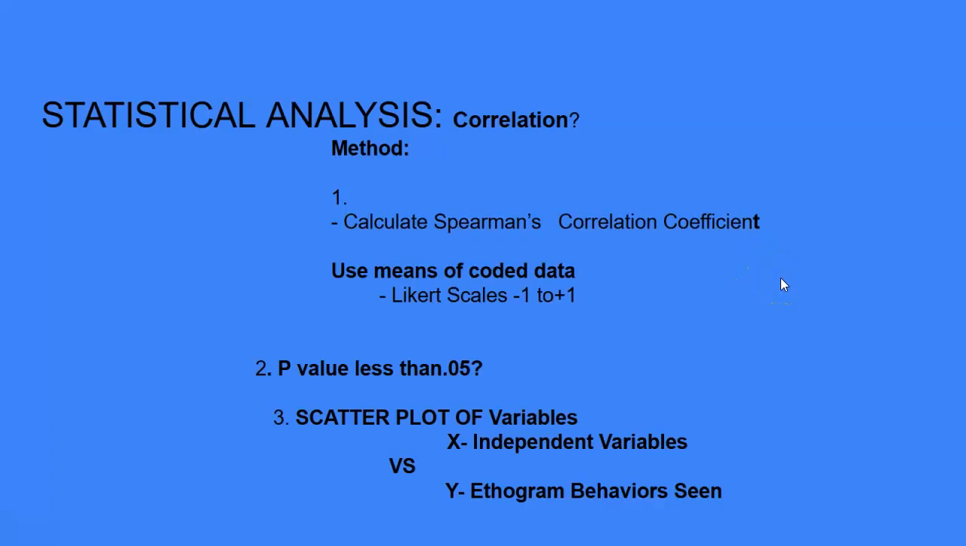And so for statistical analysis, we are going to look for a correlation. In this case, we're using Likert scales, so we're not using actual data, it's ordinal, 1, 2, 3, 4, 5. We're looking at a range. So that's why we're using Spearman's. We need to calculate Spearman's correlation coefficient, obviously the p-value, and then we want to look at a scatter plot of the variables, just to see what it looks like.